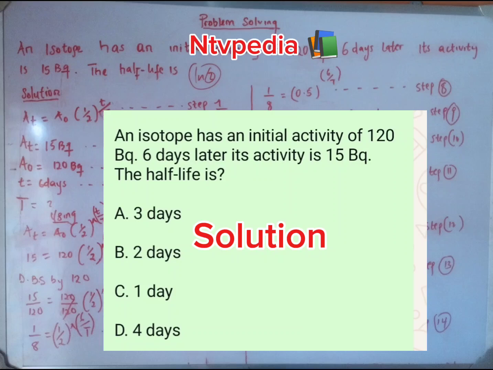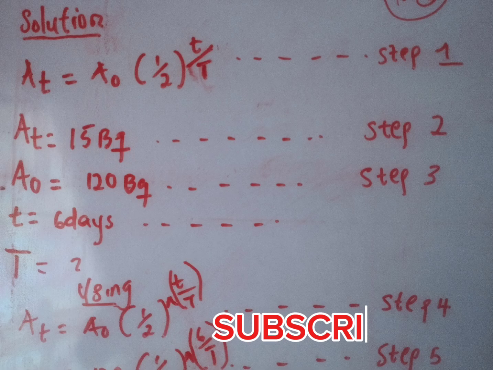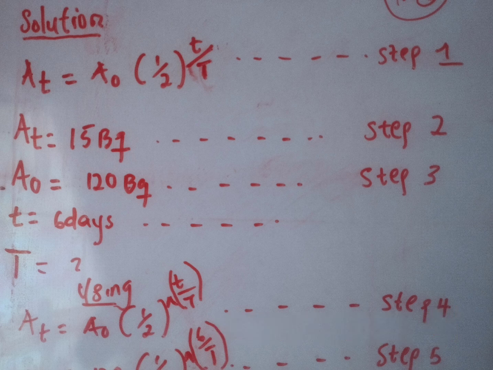We are bringing the solution to this question on your screen, and the solution goes thus. In step 1, we have the activity at the final time, A subscript t, equals the activity at the initial time times one half raised to the power of a fraction, which is time over the half-life. That's for step 1. This is the formula.